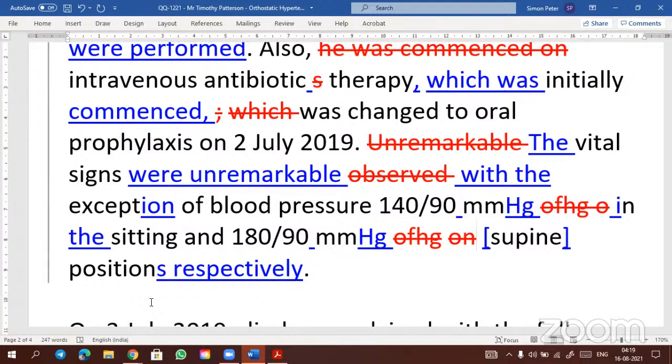Try to understand what you are talking about there. In excellent position or on excellent position. Excellent, remove. In position or on position. I am sitting in this position or I am sitting on this position. So in position or on position. So the vital signs are unremarkable with the exception of blood pressure. Here only one value is there, 140/90.